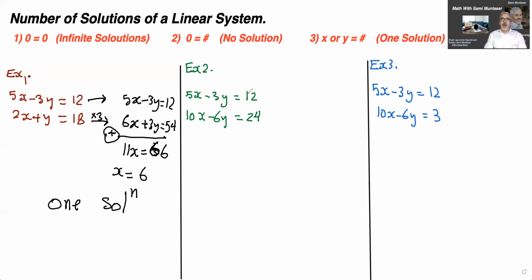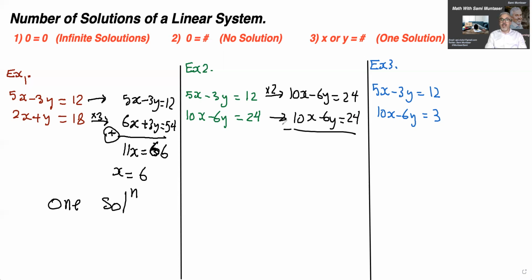How about here? Here also, I'm going to use the method of elimination. Always use the method of elimination if you want to use these three conditions right here. So to eliminate, I'm going to eliminate the y. So I'm going to multiply this top by 2. So I'm going to get 10x minus 6y equals 24. And I'm going to keep the bottom one the same. So I have 10x minus 6y equals 24.